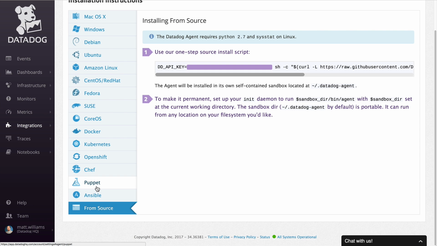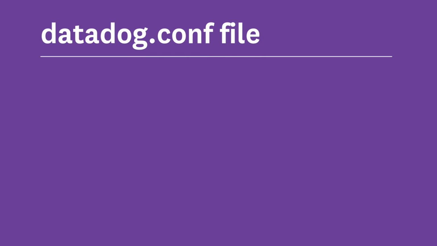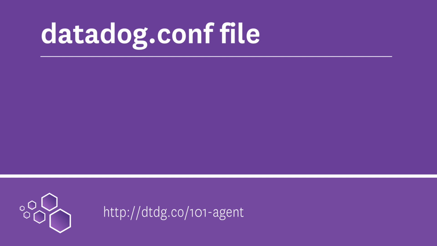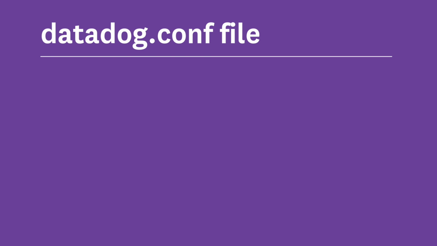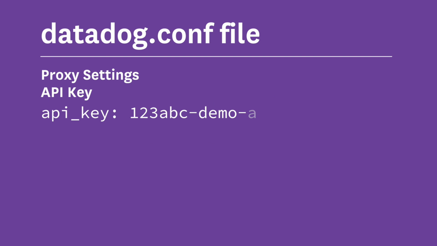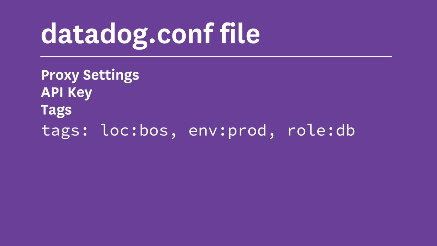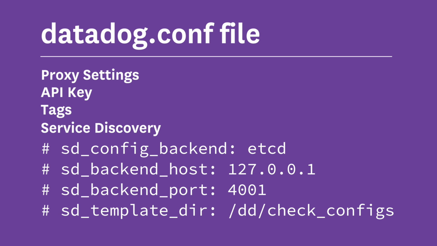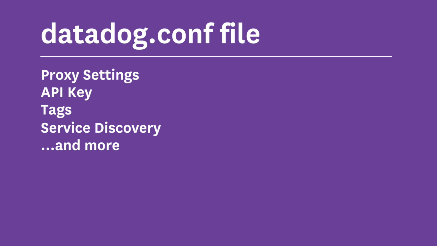Now that the agent is ready, let's take a look at configuring it. Configuration happens in the datadog.conf file. The location of this file depends on your operating system, but you can find out more about that here. Within the configuration file, you can set up using a proxy, specify your API key and tags to use for this agent, configure how service discovery works, and all sorts of other things that are specific to your environment.